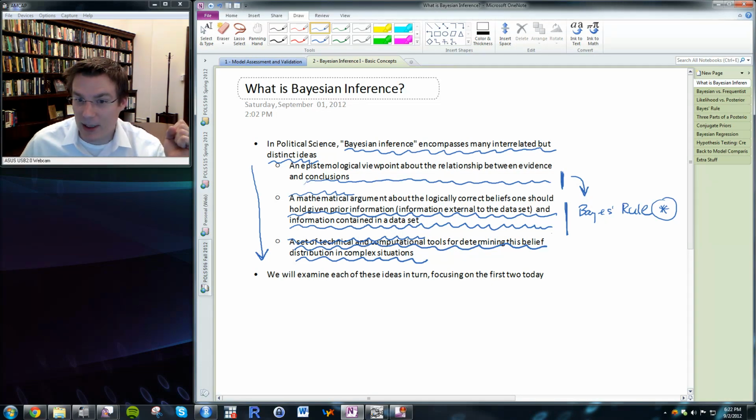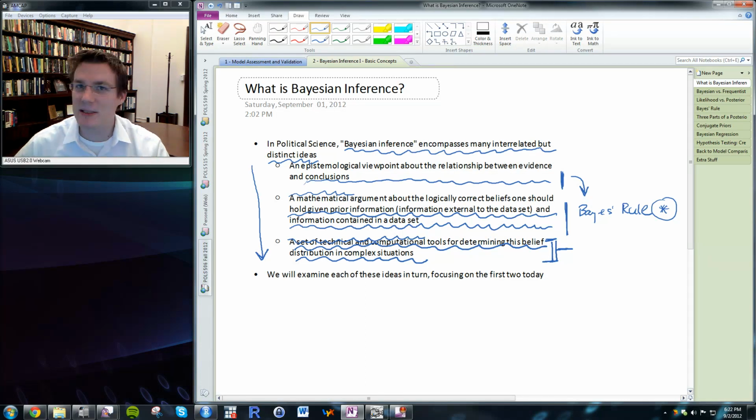And certainly plenty of frequentists accept that the technical and computational ideas on which Bayesian statistics is built are interesting and useful. In fact, one could use these tools, which we're going to mostly focus on in later lectures, but we'll hit on it a little bit in this lecture. You can use those tools without necessarily accepting the philosophy that comes along with Bayesian statistics.